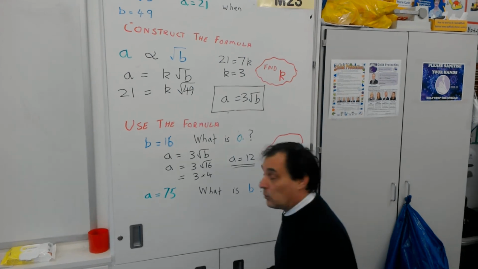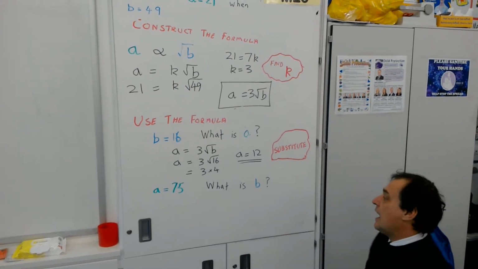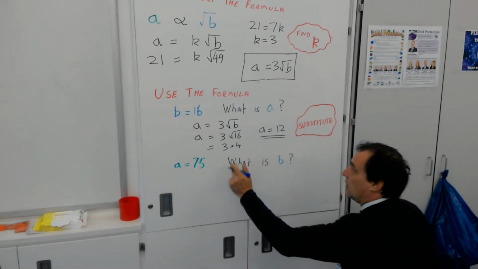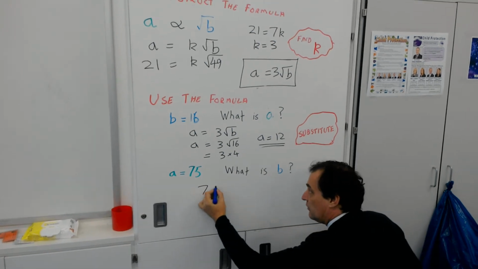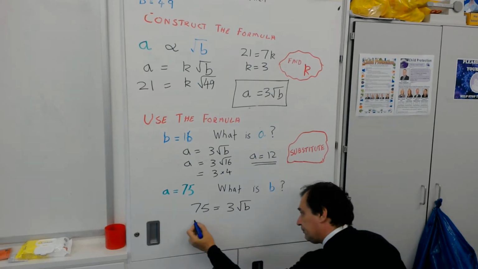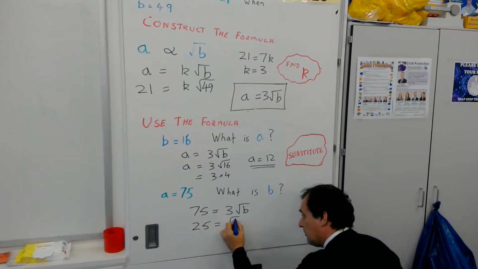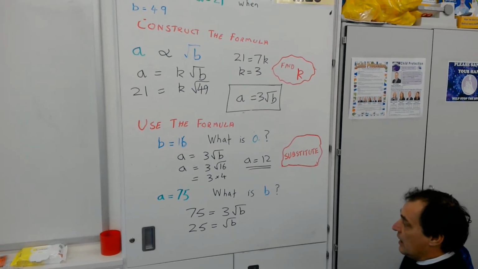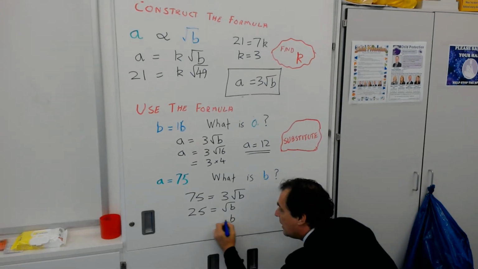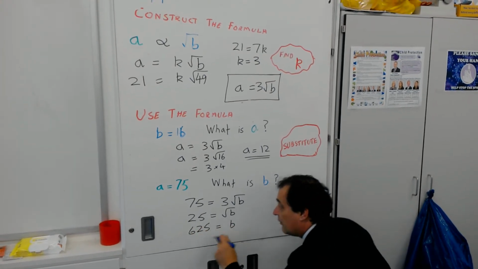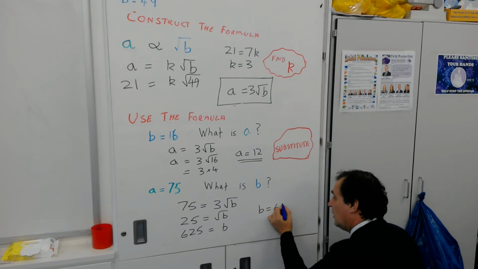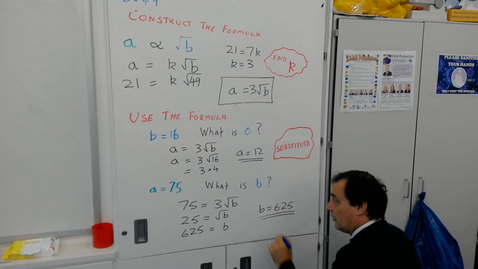Sometimes they might ask you to work it backwards, a tricky bit. So if A is 75, what is B? Using that formula again, A is 3 root B, 75 is 3 root B. Dividing by 3, 25 is root B, and then we've got to square this 25, so B is equal to 625. Carefully, don't square root it down to 5. B is 625, a little trap they might set for you, and that's our answer there.